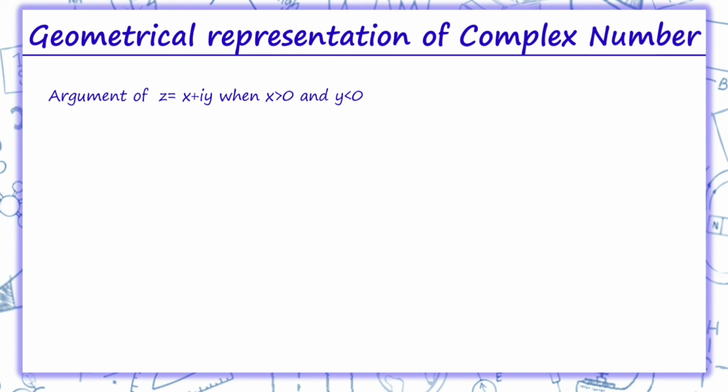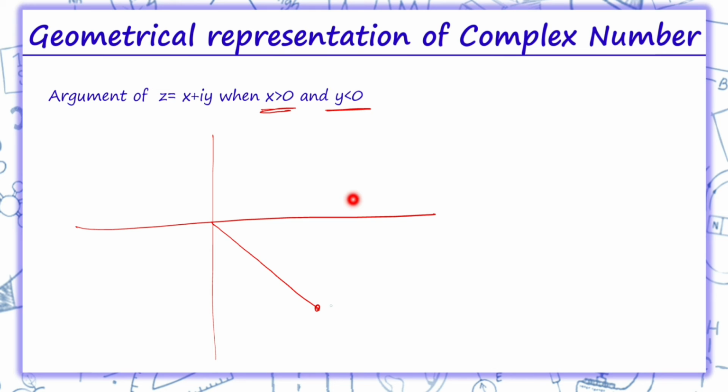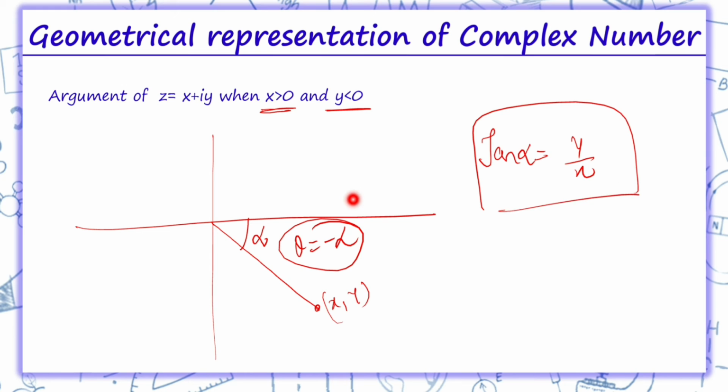Coming on to the next concept, that is argument of z equal to x plus iy, where x is greater than 0 and y is less than 0. That means over here the point is lying in the fourth quadrant, x comma y. Now this angle will be alpha, and if we compare this angle with theta, over here theta will be minus alpha. As we know tan alpha is y by x, we will find the value of alpha, and theta will be minus of alpha. So with the help of this concept we can find the argument of any complex number.